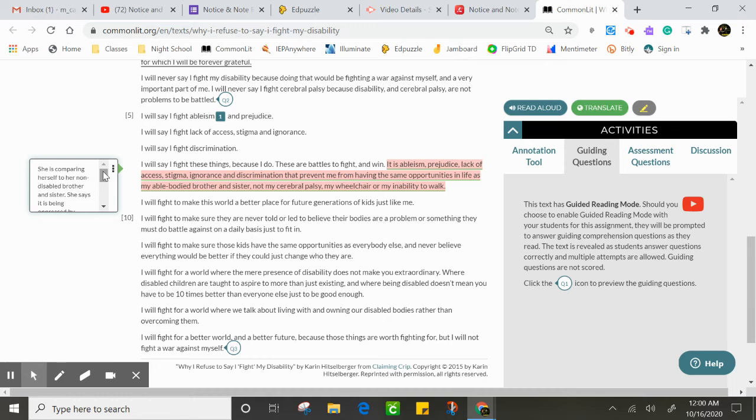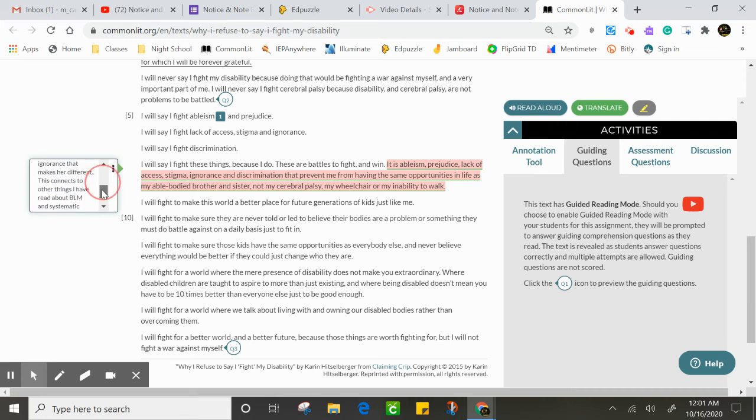So what I said is that she is comparing herself to her non-disabled brother and sister, or as she puts it, her able-bodied brother and sister. She says it's being oppressed by ableism and ignorance that makes her different. Then I added something here. I made a connection between what she's saying to something I have more experience in reading about and discussing and hearing about and actually know people who live with.